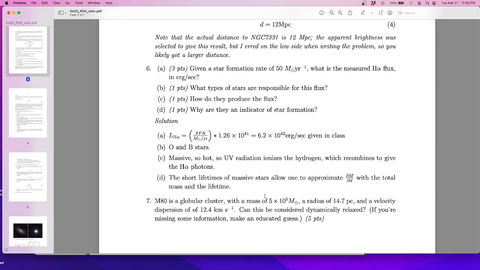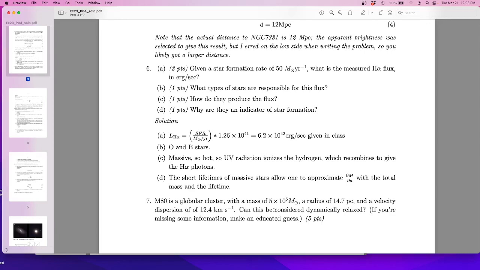M80 is a globular cluster with a mass of 5 times 10 to the 5 solar masses, a radius of 14 parsecs, and a velocity dispersion of 12 kilometers per second. Is this relaxed? Who's on team yes? Who's on team no, it's not relaxed? Okay, it depends on how you get the answer, you get a different answer.